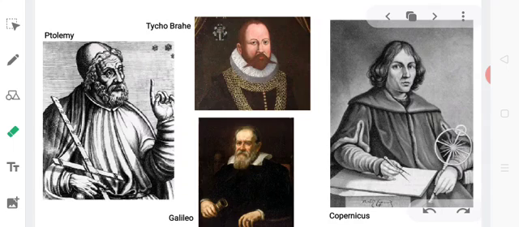Some adopted compromise positions. Ismaël Bullialdus accepted elliptical orbits but replaced Kepler's area law with uniform motion with respect to the empty focus of the ellipse, while Seth Ward used an elliptical orbit with motions defined by an equant. Several astronomers tested Kepler's theory and its various modifications against astronomical observations. Two transits of Venus and Mercury across the face of the Sun provide a sensitive test of the theory under circumstances when these planets could not normally be observed.